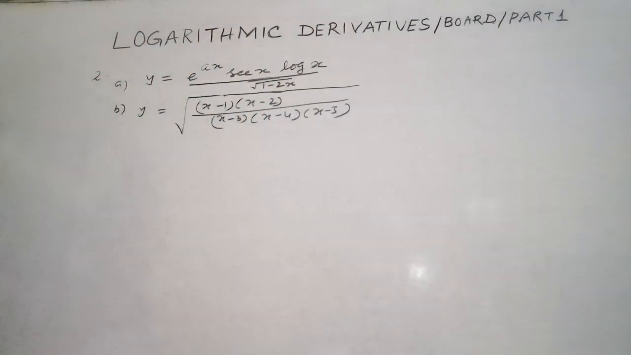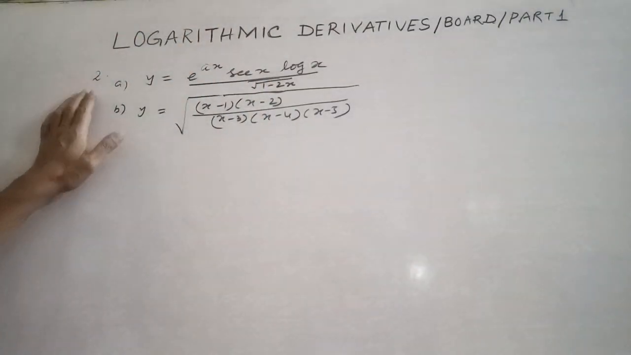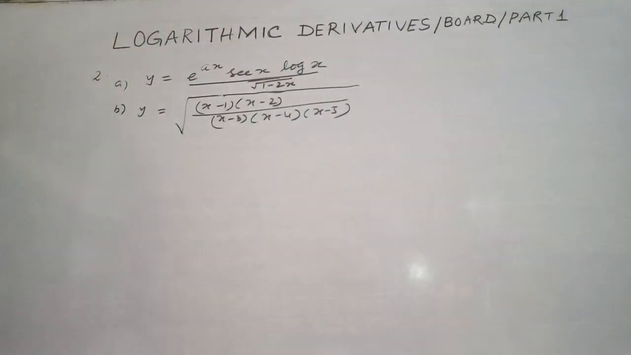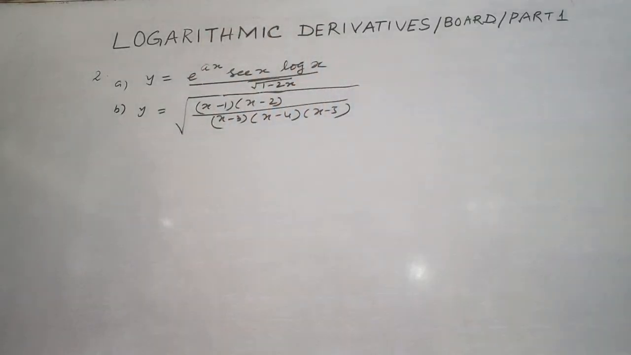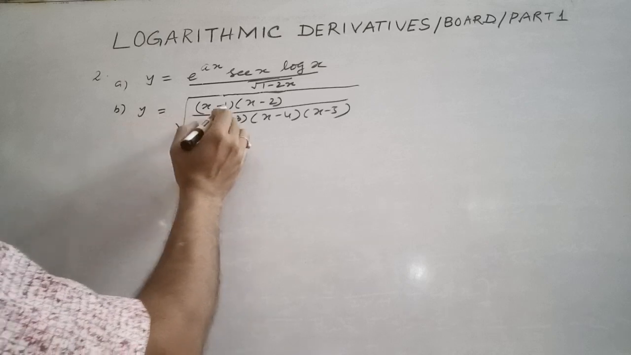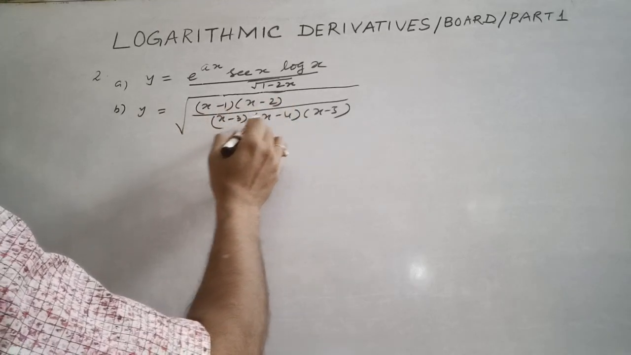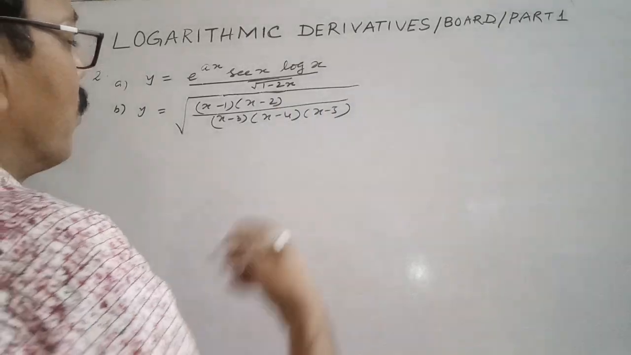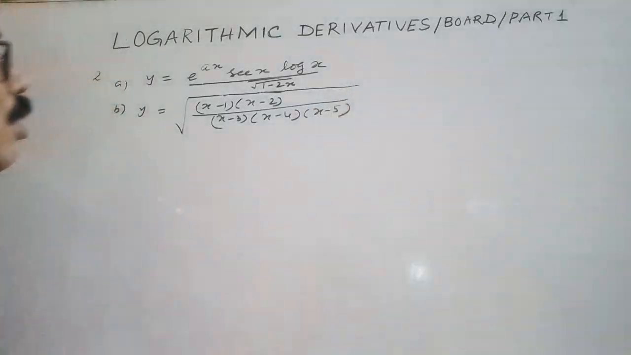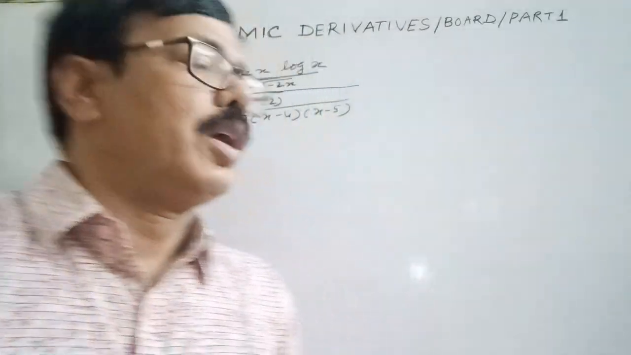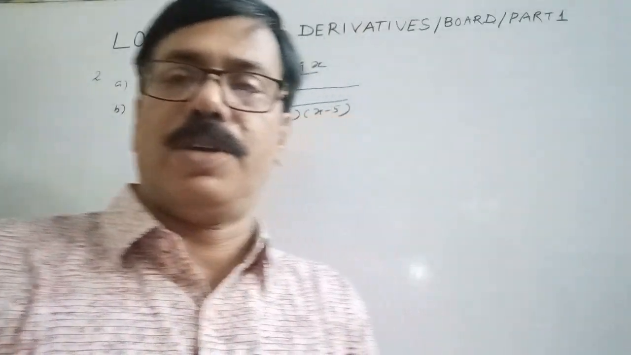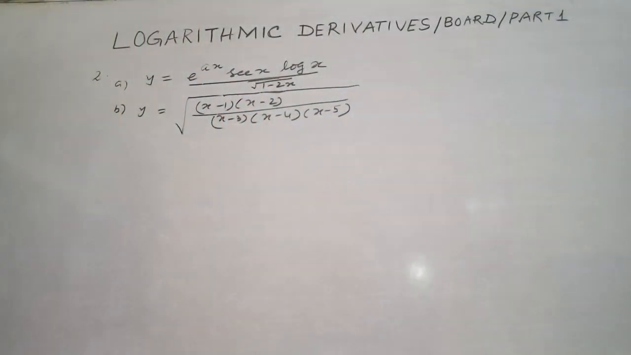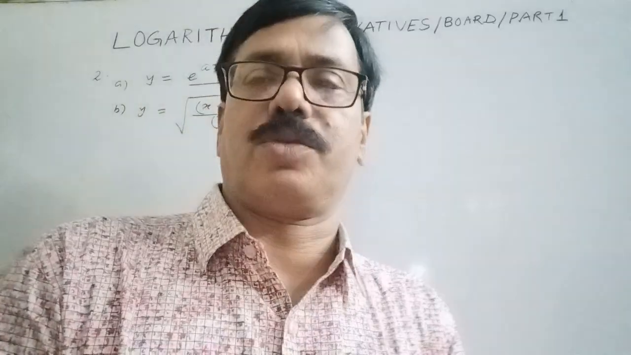Now consider problem number 2, A and B. y equals e to the power x, sec x, into log x, whole divided by root over 1 minus 2x. And second one, y equals root of (x minus 1)(x minus 2) over (x minus 3)(x minus 4)(x minus 5). So if there are two functions in ratio form, we use the division rule or quotient rule. Now here it is 4 functions, so it will be lengthy if we use the quotient rule.